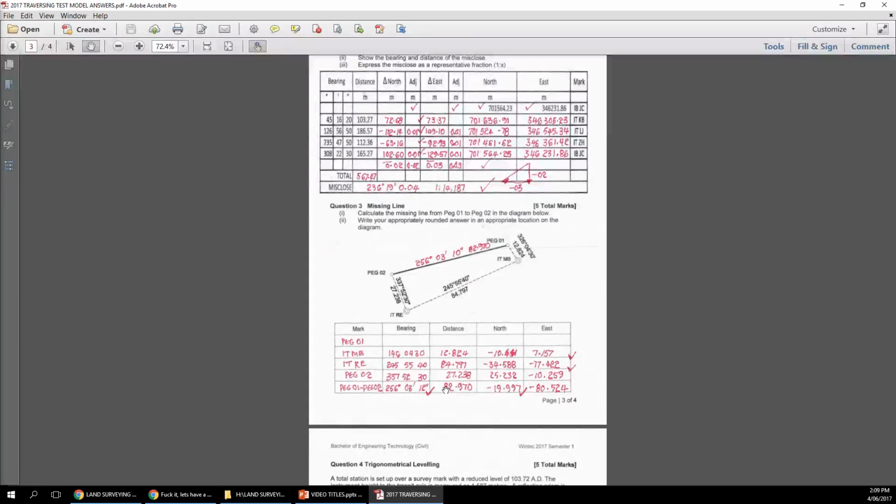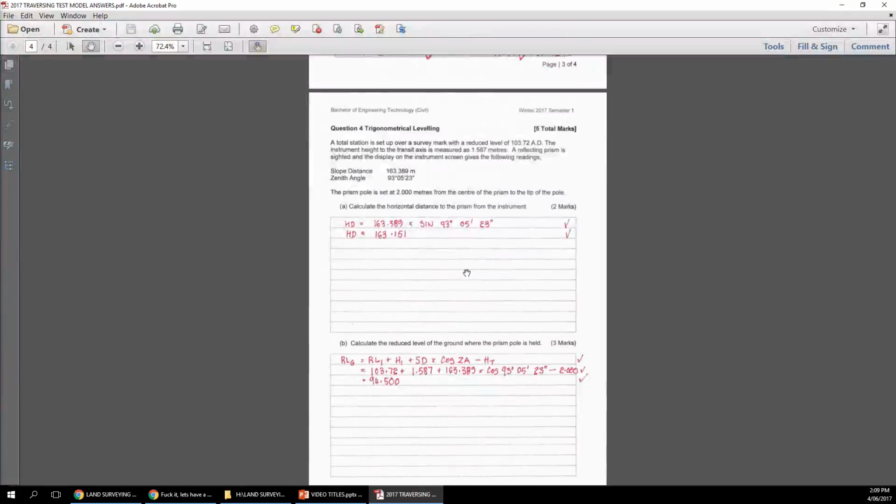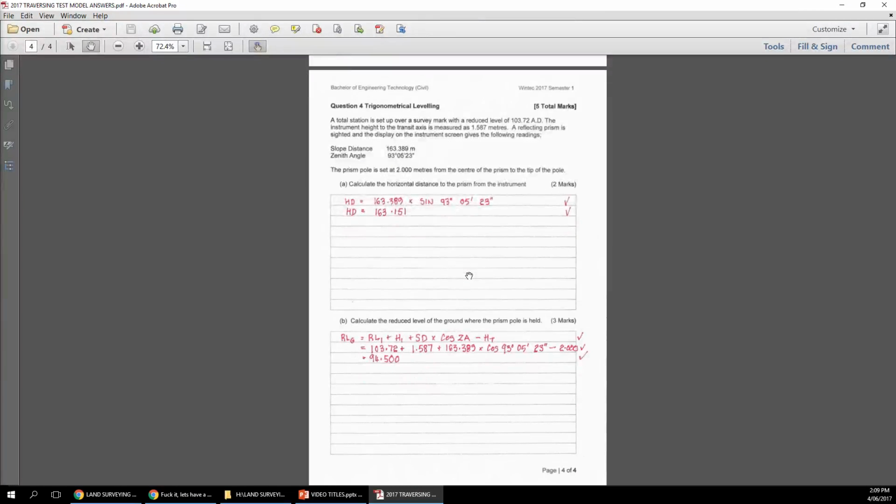Cosine of that times that should equal that. Sine of that times that should equal that. Simple. Now this last question was probably the question that was best done out of all of them. It's fairly straightforward. The horizontal distance. If you don't know whether it's sine or cosine, if you put the cosine in there, you're going to get an answer like 8.5 or something.